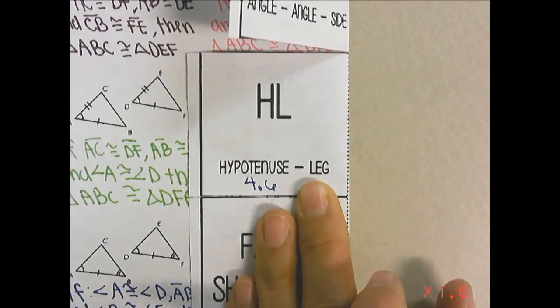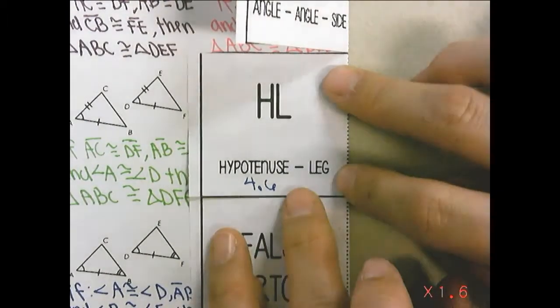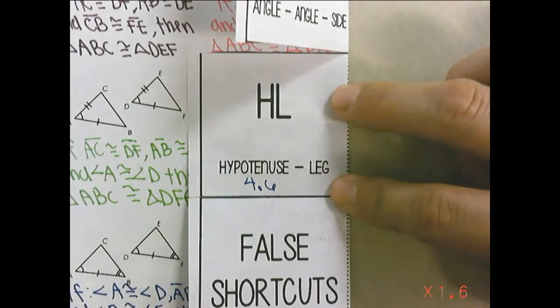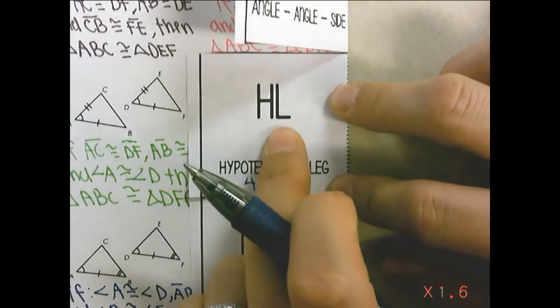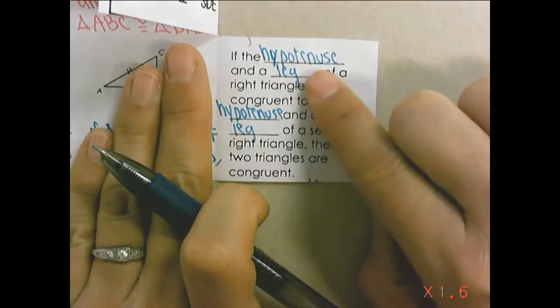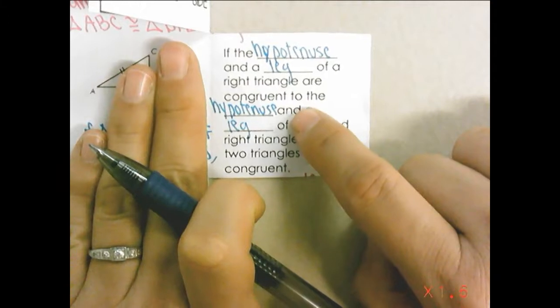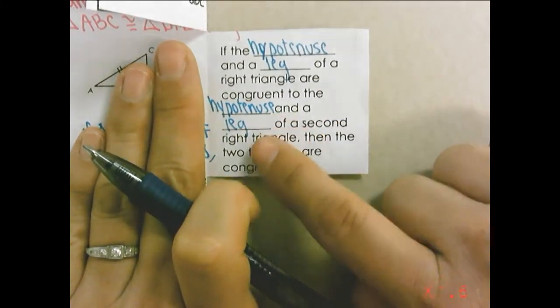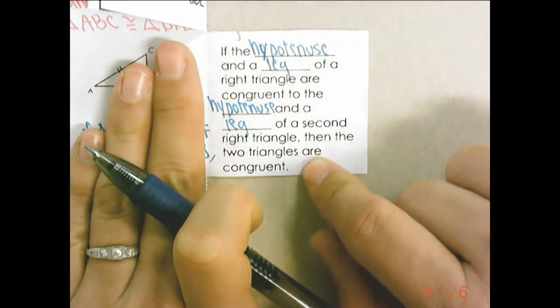Hey guys, we are going to work on 4.6, and today we're going to be talking about right triangles, anything with a 90-degree angle in it, and that's when we can use hypotenuse leg. Okay, so let's look at this right now. If the hypotenuse and a leg of a right triangle are congruent to the hypotenuse and a leg of a second right triangle, then the two triangles are congruent.